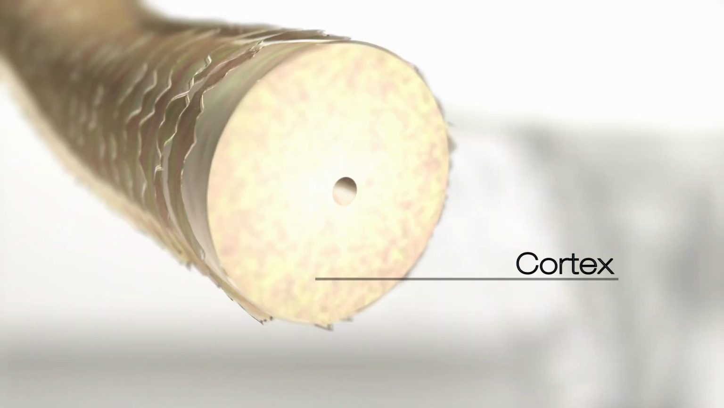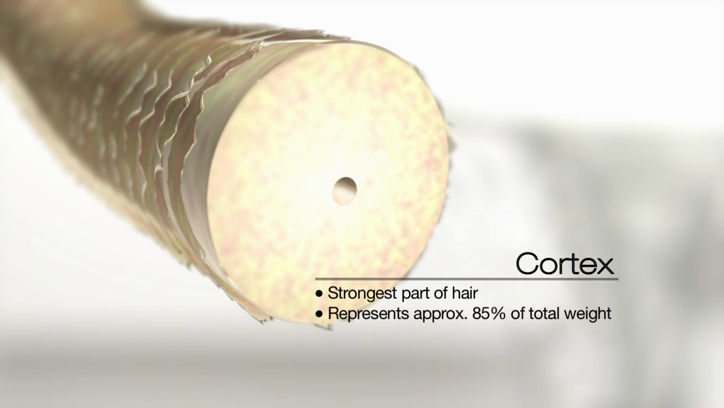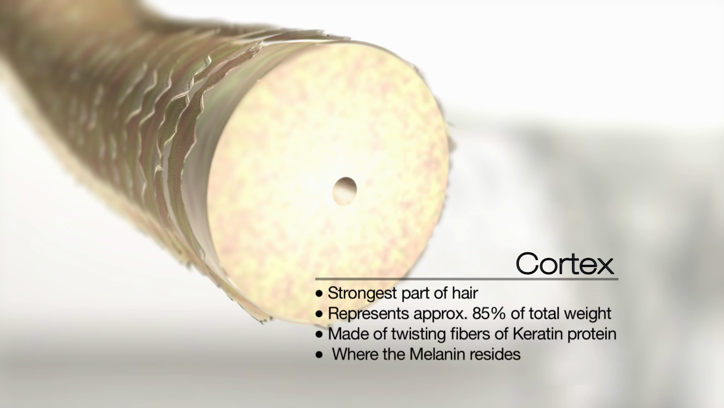The cortex is actually the strongest and most vital part of healthy hair and represents approximately 85% of the hair's total weight. It consists of numerous twisting fibers of keratin protein which run parallel to one another. This cortex is where the melanin, or natural color pigment, resides.